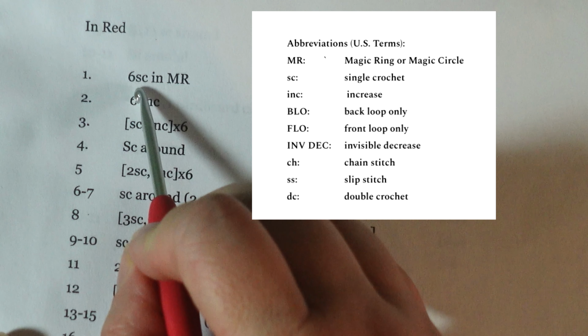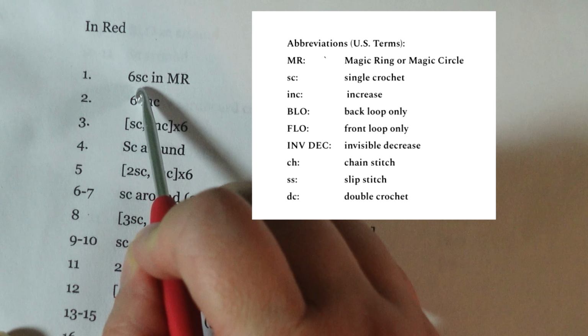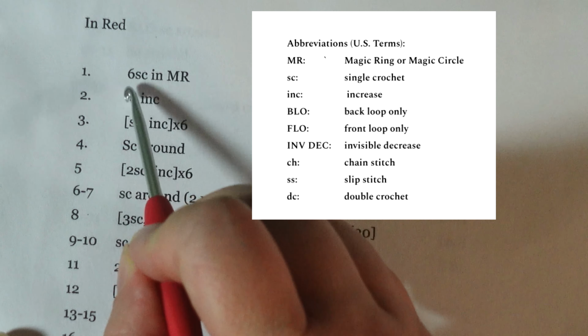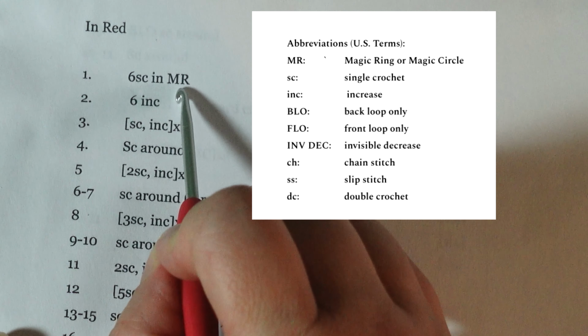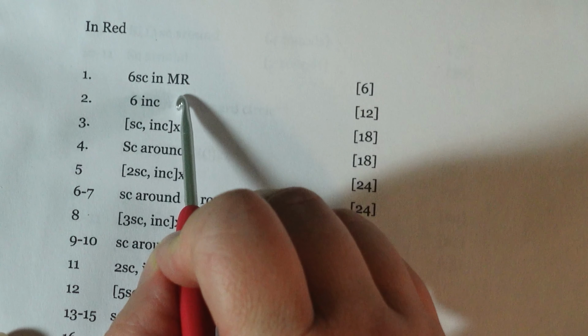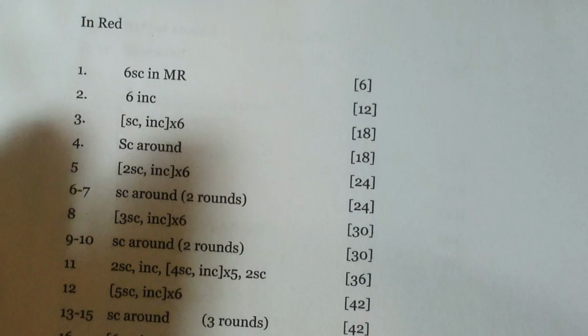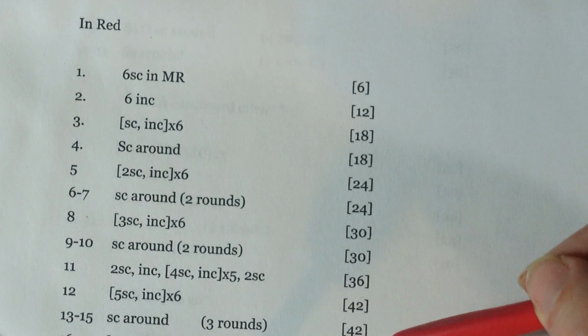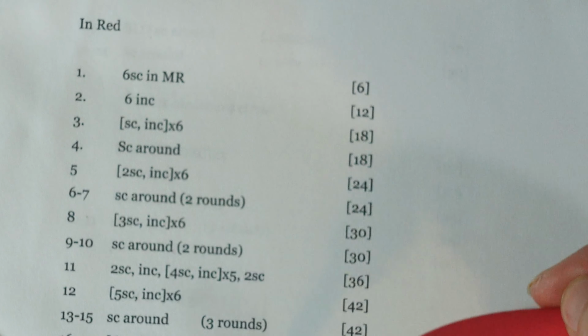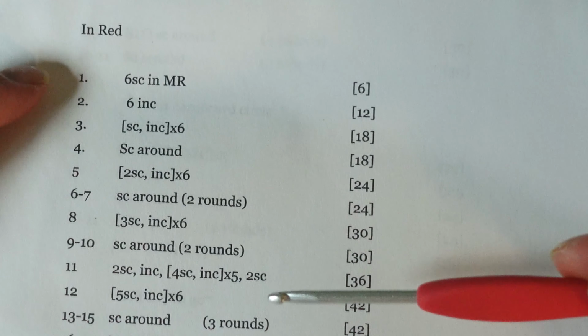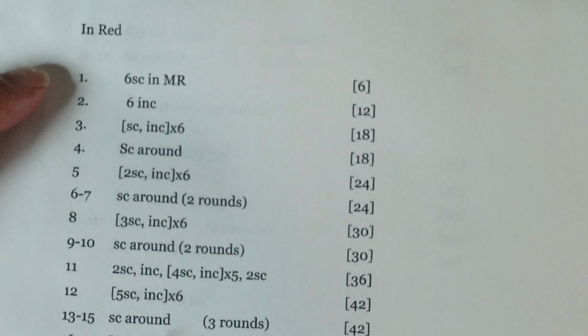So we have 6 SC. If we look at the abbreviations, we see that SC means single crochet. So we've got 6 single crochets in an MR. And an MR is a magic ring or a magic circle. INC is increase. Because this is a very basic pattern, that's all we'll need to know to do the first segment, and I'm going to teach you as we go.